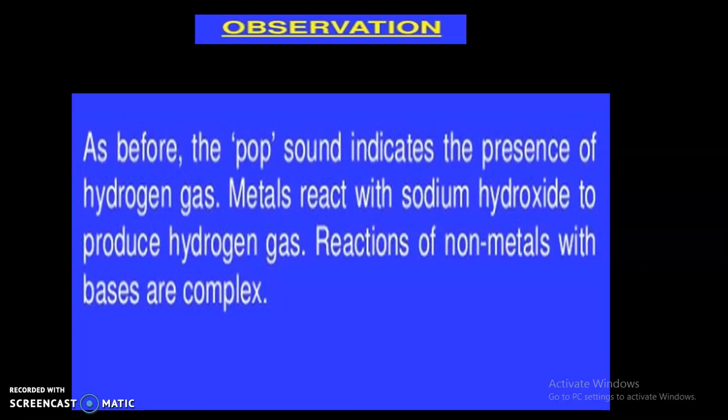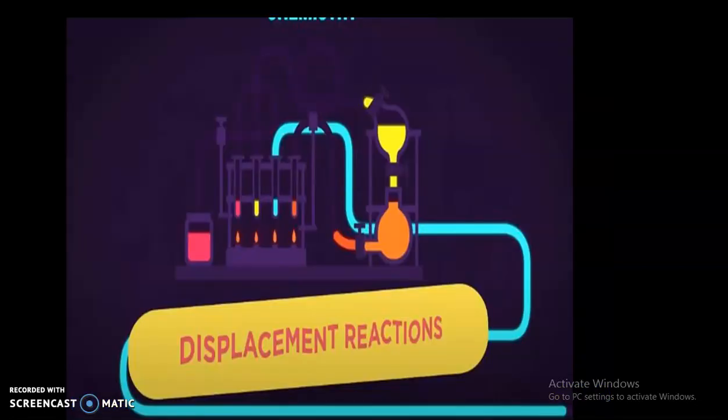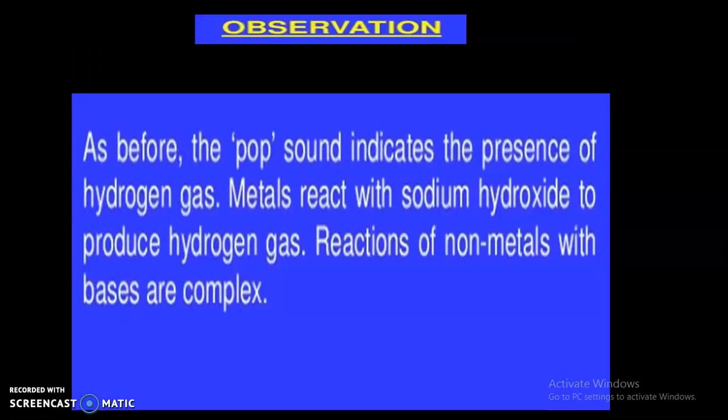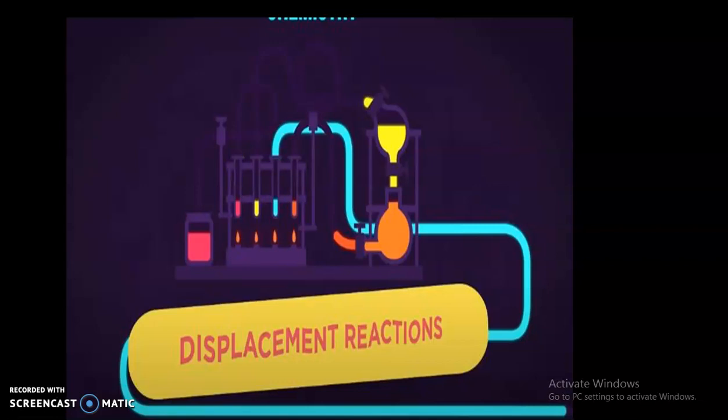So I'm going to show you the reaction here also. And the conclusion we are going to draw from this reaction is that reactive metals like aluminium react with solution of bases to form hydrogen gas. Okay. So before we go to the displacement reaction, let me clarify that the reaction of non-metals with bases is quite complex, and this you are going to study in higher classes. So the next topic that we are going to take is displacement reaction.